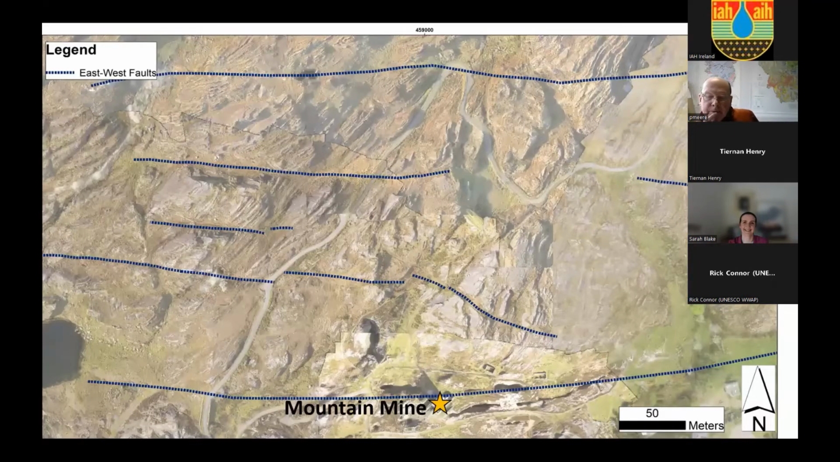So Jürgen was quite adept at using drone technology. He did a very nice study, and he combined remote sensing using drones with ground truthing of the structures as well. And I suppose to a great extent, that was the core activity of his research. One of the first things that he picked up on was these very dominant east-west fault structures right across the mining area. Again, Mountain Mine, just to locate ourselves spatially, is here in the south. So we're looking at the area immediately north of Mountain Mine in the Allihies area.